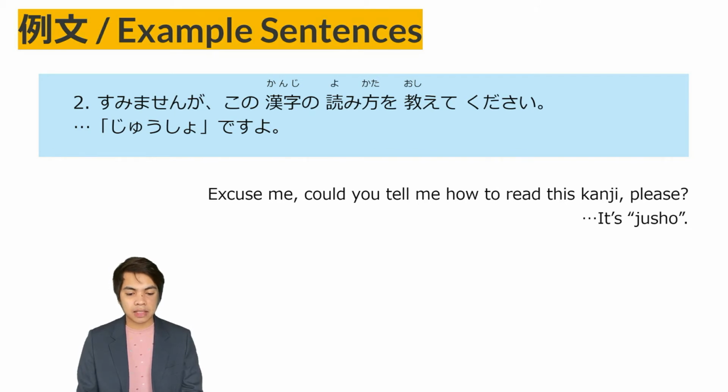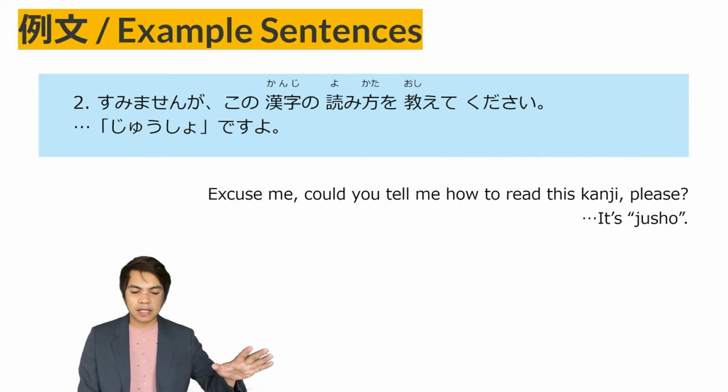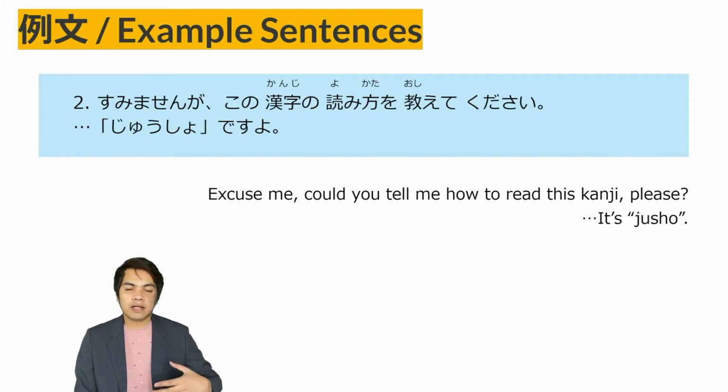Number 2, sumimasen ga kono kanji no yomikata o oshiete kudasai. Jushou desu yo. So the phrase sumimasen ga is used to get someone's attention or as a way of excusing yourself. Excuse me, sumimasen ga kono kanji no yomikata.